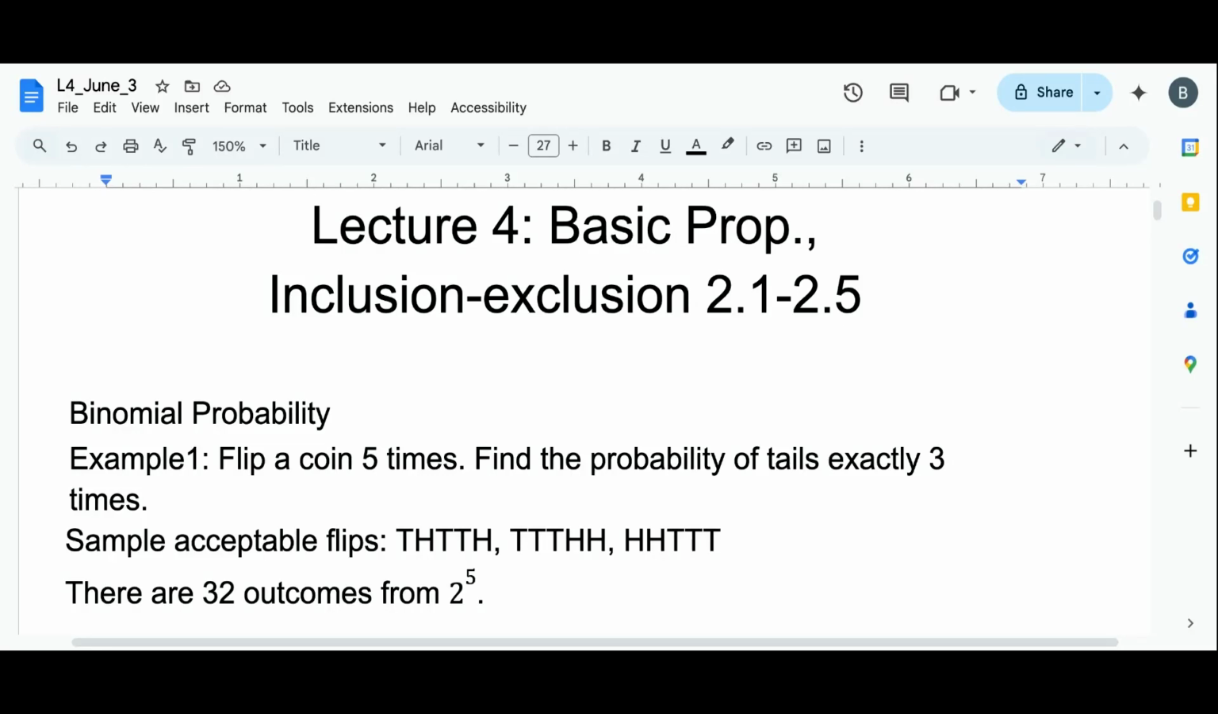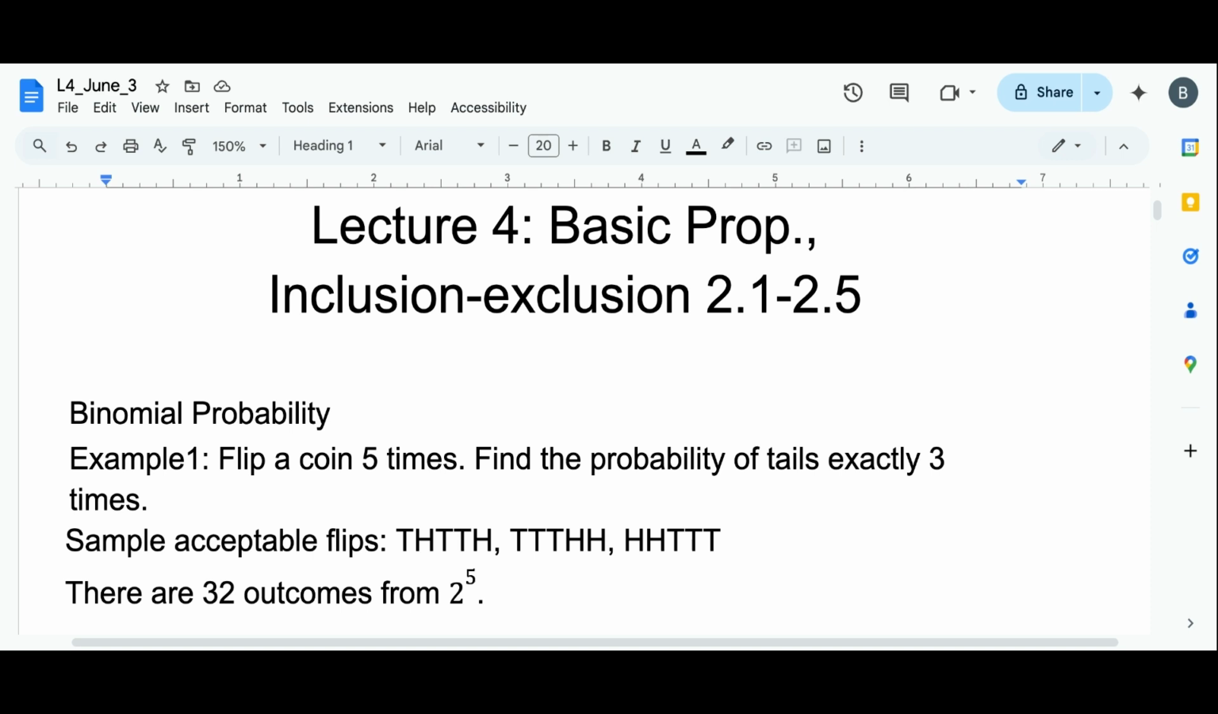Hello, welcome to lecture 4, basic probability and the inclusion exclusion principle from chapter 2. We're going to start out with a little introduction to binomial probability. We're going to come back to this later in the course, but it does tie into a lot of the things we've been doing with Pascal's triangle and counting.